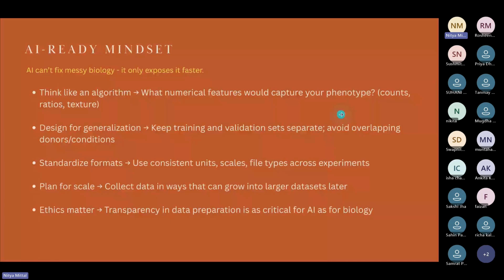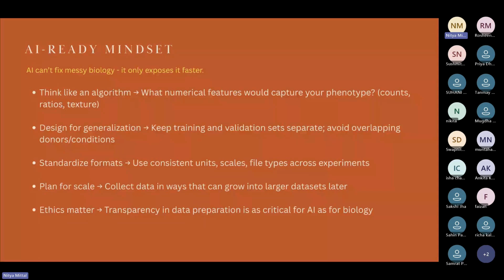Next pointer and our last for today is AI readiness. So I wanted to include this obviously because we are moving in that direction and I am really enthusiastic and I do work at the intersection of AI x biology and I want to continue working there. But there are some things to remember when you are moving towards it or into it. AI can't fix messy biology, it only exposes it faster.